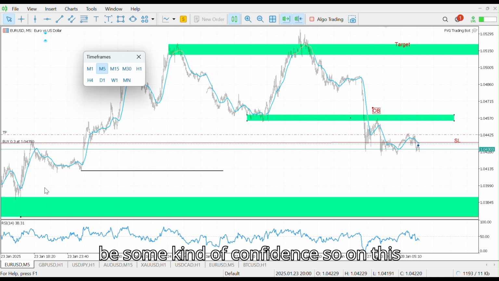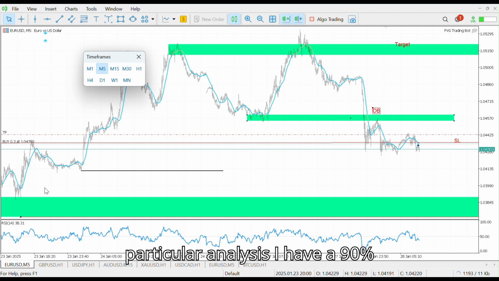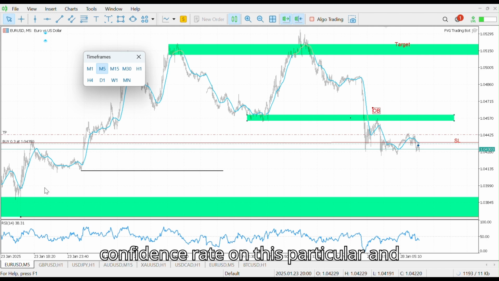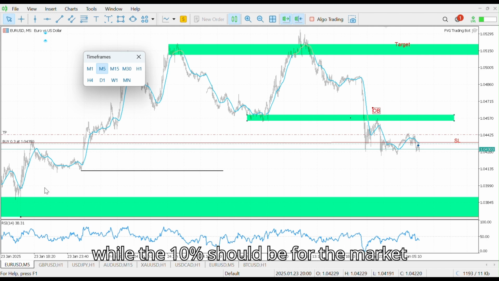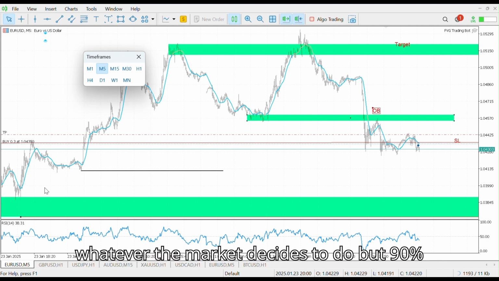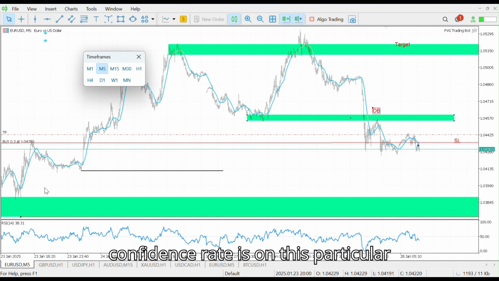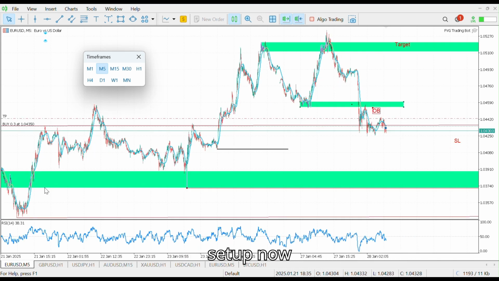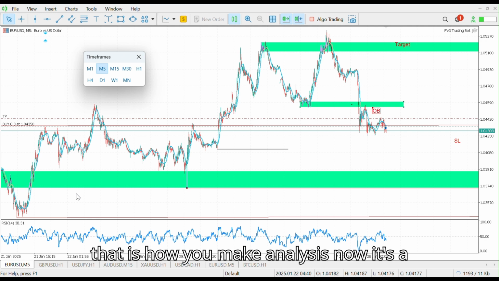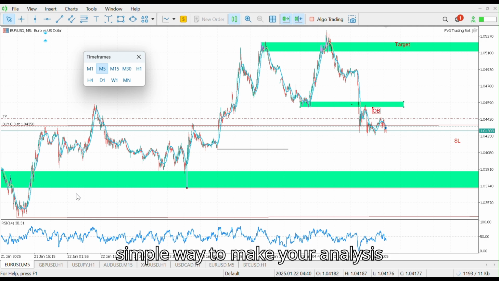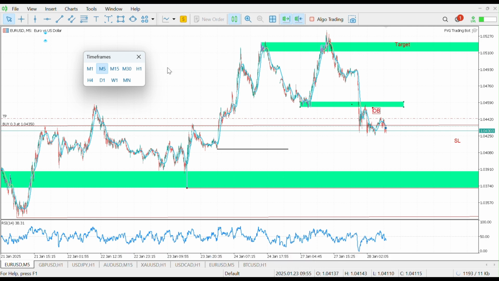So there will be some kind of confidence. On this particular analysis, I have a 90% confidence rate, while the 10% is for the market, whatever the market decides to do. But 90% confidence rate is on this particular setup. Now, that is how you make analysis. That's a simple way to make your analysis. Easy peasy.